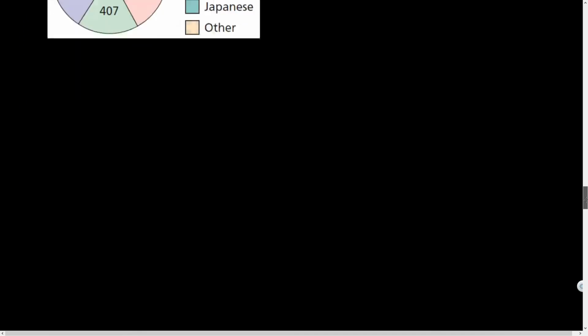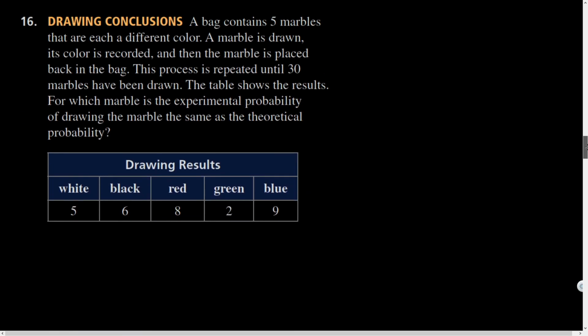I think, is this my last one? No, I've got 2 more. There we go. Drawing conclusions. A bag contains 5 marbles that are each a different color. A marble is drawn, its color recorded, and then the marble is placed back in the bag. Aha, 30 total are drawn. Okay, and so that's our total number of trials done in this experiment.